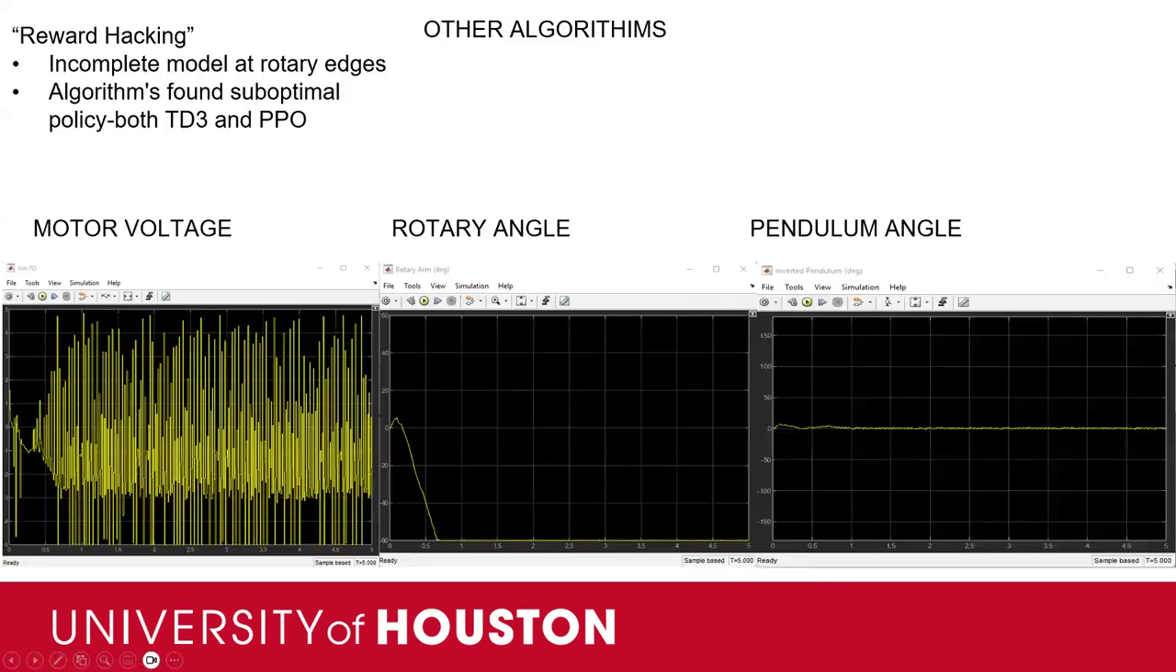From here, we have a working DDPG for all tests. We tried moving on to the other algorithms, and that's where we started getting some undesired behavior, and we're going to reward hacking.